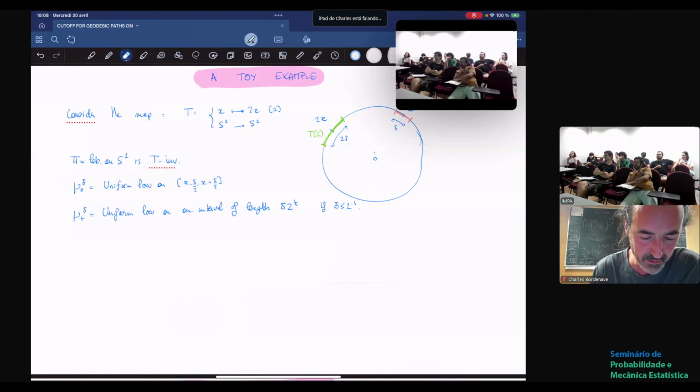You consider a very simple map on the unit circle, which maps x to x.